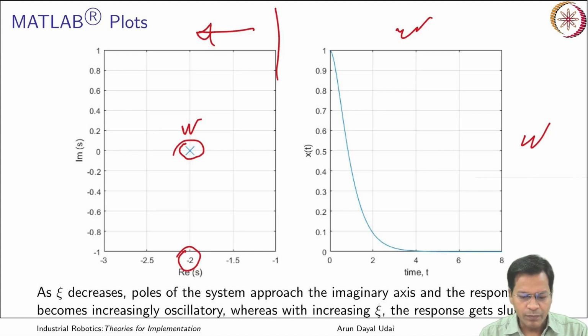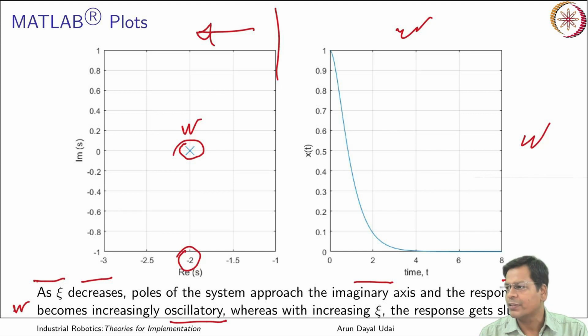So you see, as your damping ratio xi decreases, the poles of the system approach the imaginary axis and the response becomes increasingly oscillatory. Whereas with increasing damping, okay, the response gets sluggish. Okay, so there is a point in between at which you should see a critically damped case. After that it becomes over damped. Okay, so this is the set of behavior that you should see.